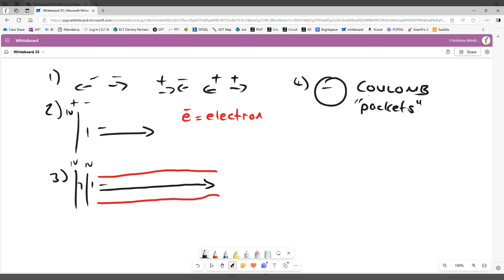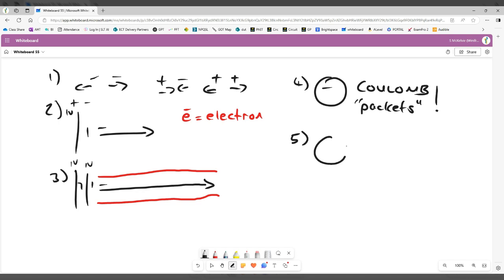A coulomb is a packet of electrons, and this is our foundation for the rest of the ideas. So we're going to be using this symbol, a circle with a negative through it, to describe the rest of electricity.